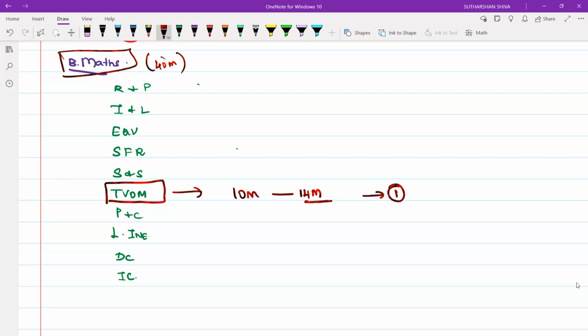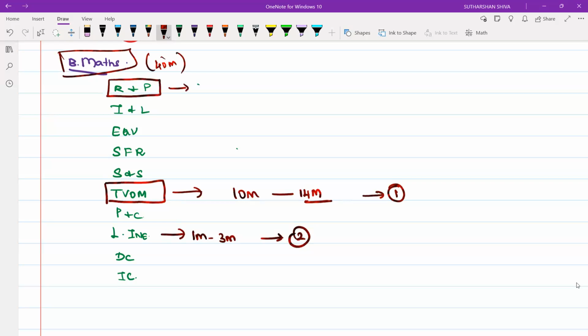Then we will move on to linear inequality: minimum 1 mark, maximum 3 marks. It is a very short chapter, the easiest chapter, completely easy to understand. You can easily crack it. And then go to R&P. What is R&P, sir?